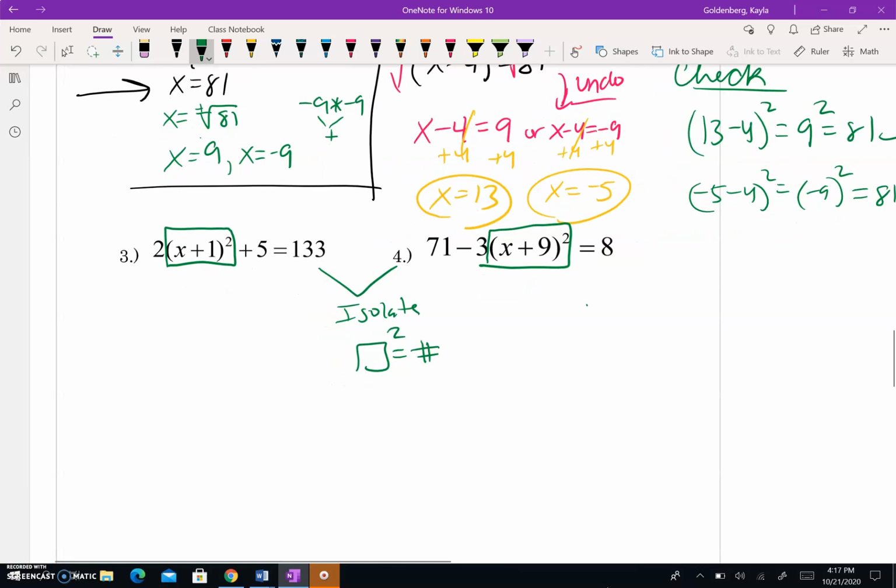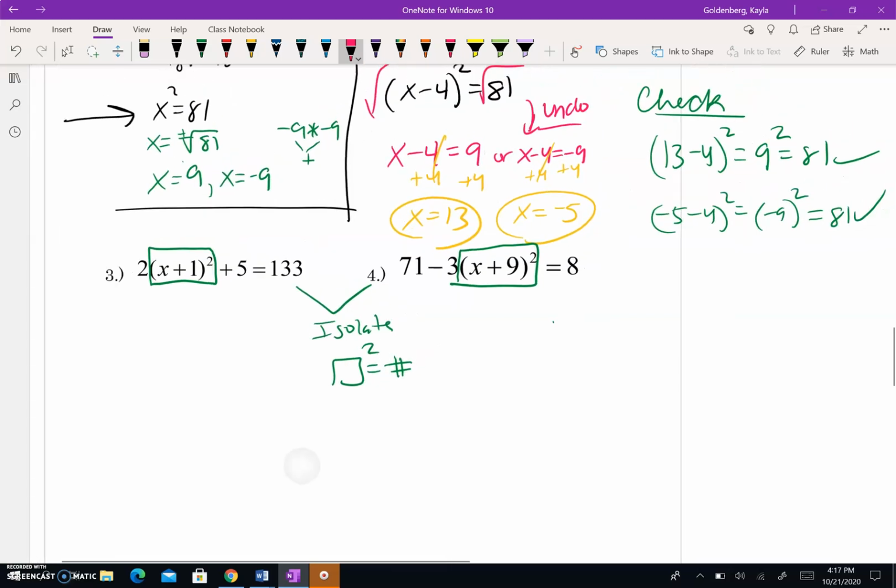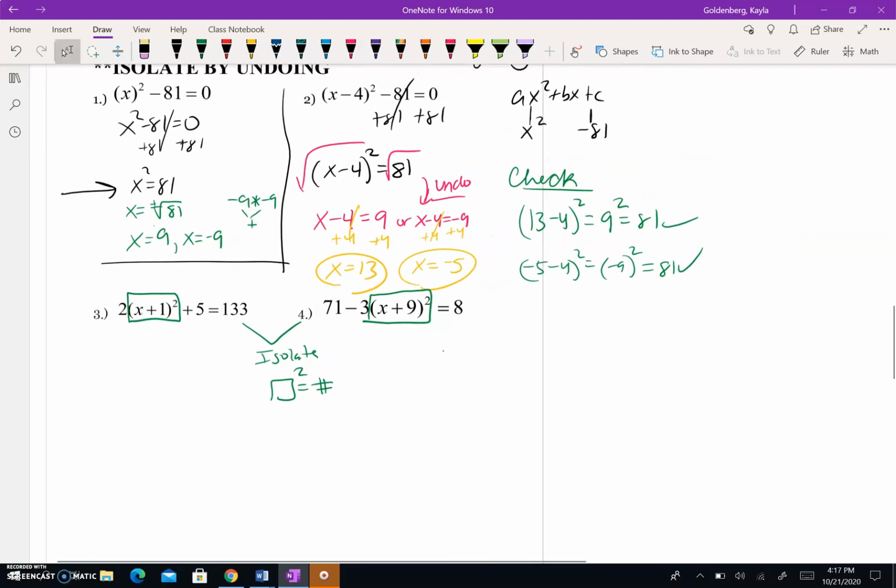We want to get this down to the point where we can just say if something squared equals a number, I could square root it. So with this one, we're going to be moving some stuff around. And I do want to point out that all of these look a little bit different from the ones we started with, factoring.